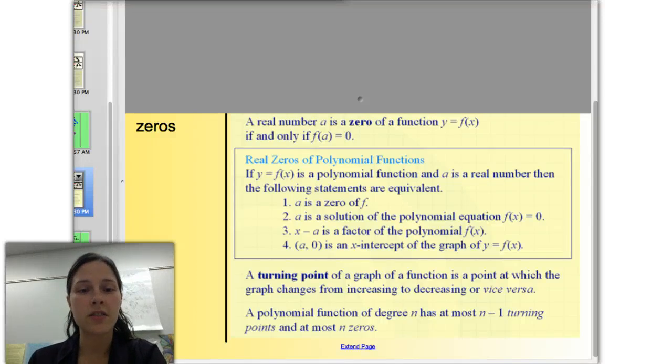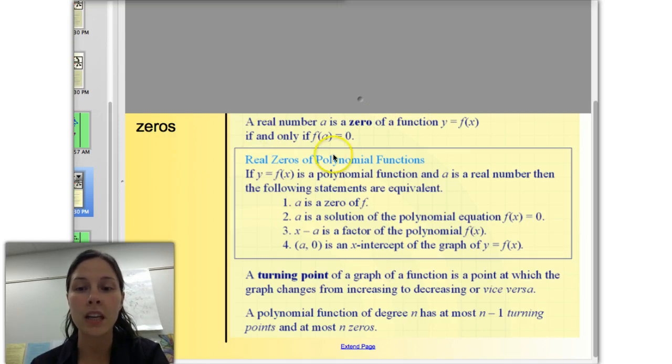All right, so in this last video, we're going to take a look at zeros, which we've seen before. So this, again, is on your vocab sheet, so you can pull that up and follow along. Zero is another word for x-intercept. So when we're looking at the definition right here, it says a real number is a zero if and only if. What that means is that it works both ways.